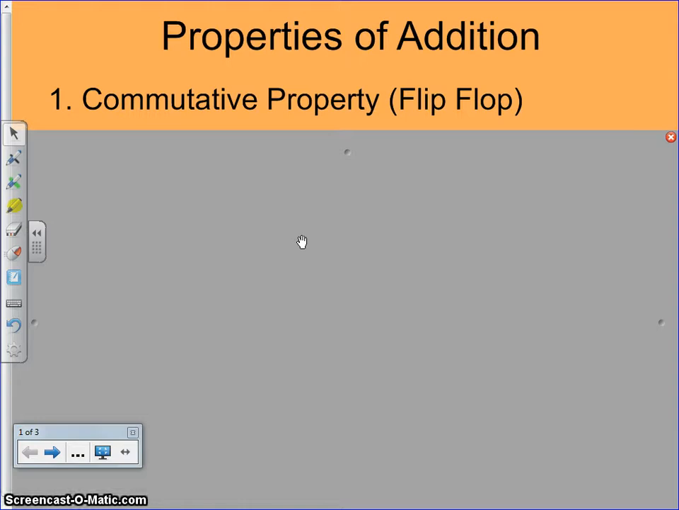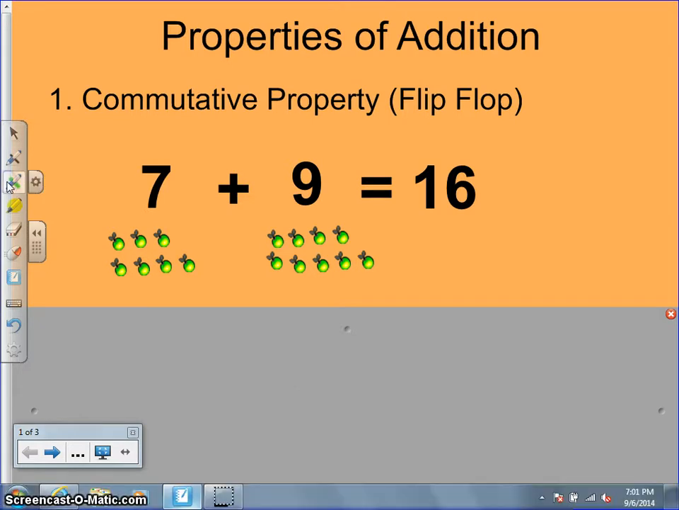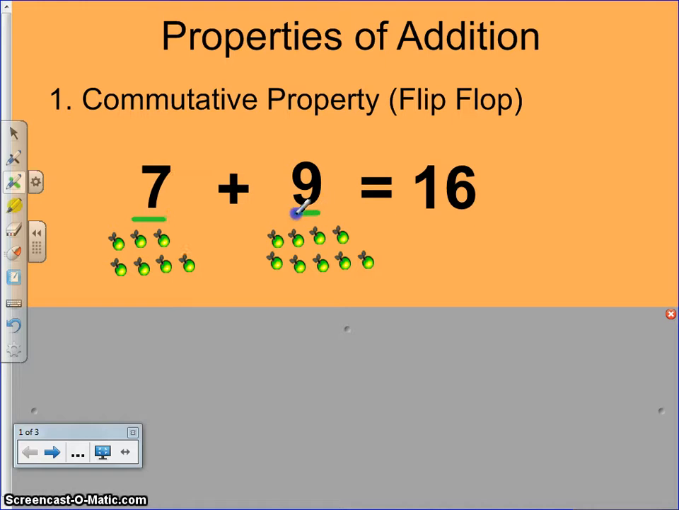And let me explain what I mean by that. If you take a look at this number sentence, 7 plus 9 equals 16. What the commutative property tells me is that I can flip-flop the addends. Addends are the two numbers that we add together. I can flip-flop the addends and they will give me the same sum. The sum is your answer.